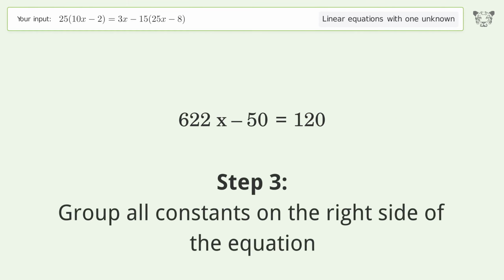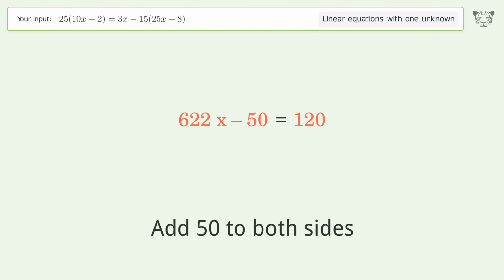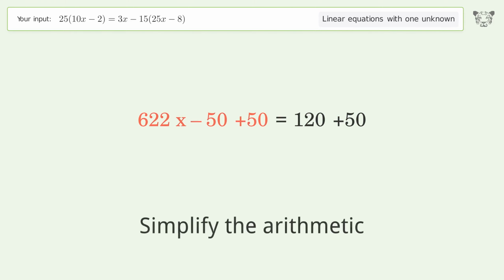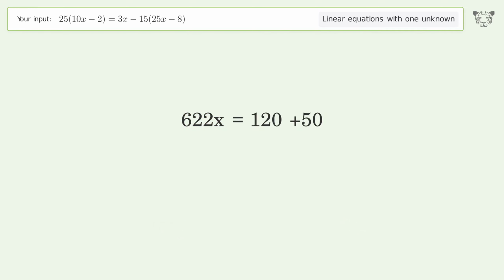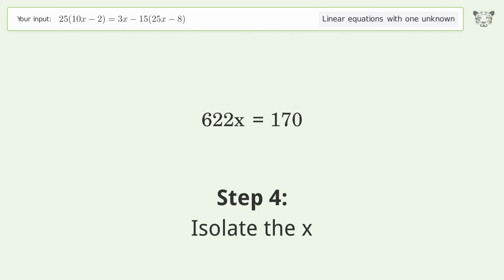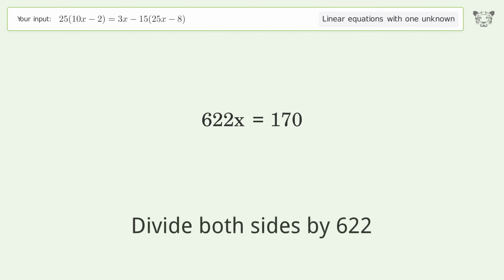Group all constants on the right side of the equation. Add 50 to both sides. Simplify the arithmetic. Isolate the x. Divide both sides by 622.